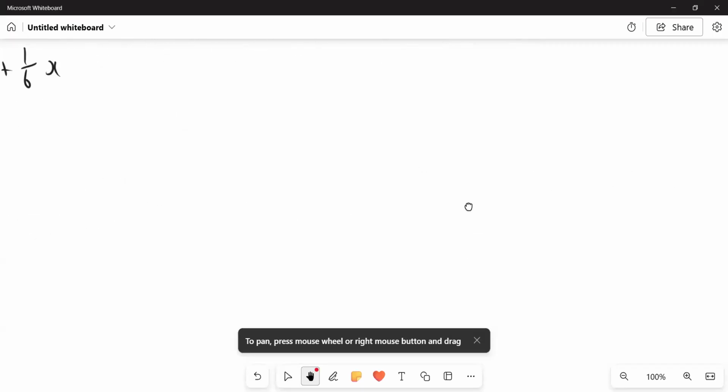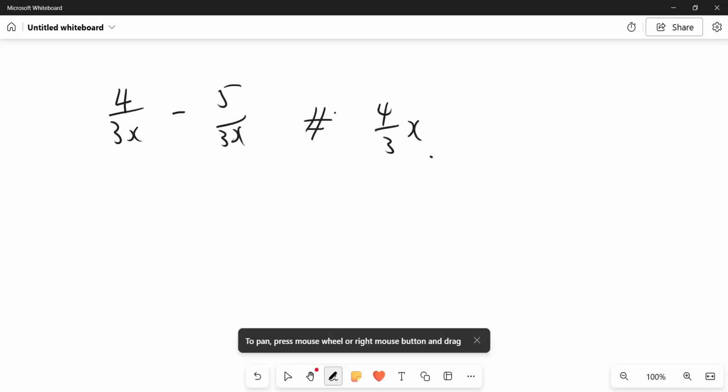Let's take another one. Let's say you have, okay, let's go with 4 over 3x minus 5 over 3x. You can have this, right? You can have that situation. But just keep in mind that this is not identical to 4 over 3 times x. No, it's not the same. Notice where the x is, right? Keep that in mind. Good.